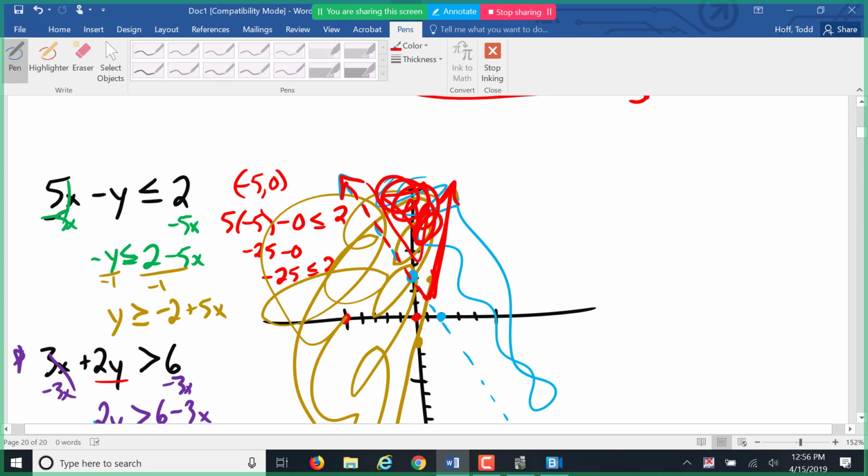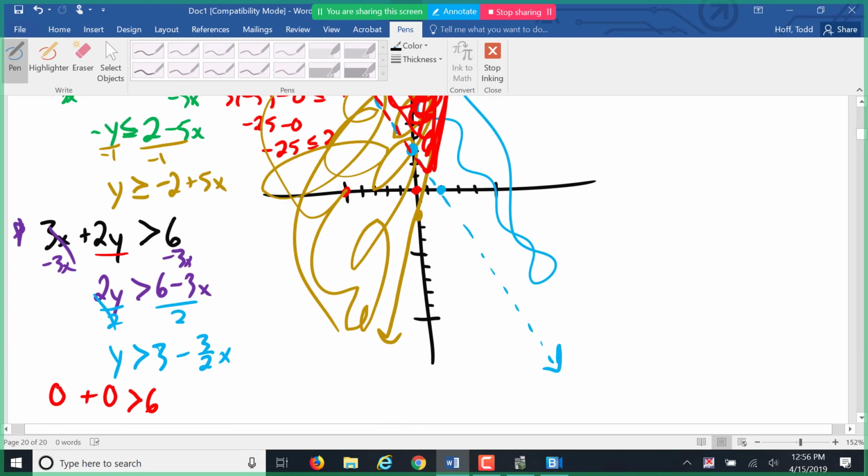Any questions? Yeah, so for the 3x plus 2y is greater than 6, instead of rewriting it, I just went, alright, x is 0, so y is 3, and then I went y is 0, so x is 2. Like that. Yep, you can graph it by plotting points like that, using the intercepts in that case. Okay. Yep.